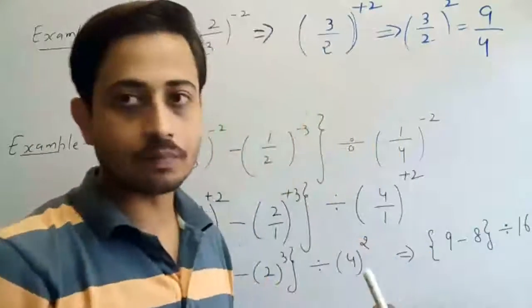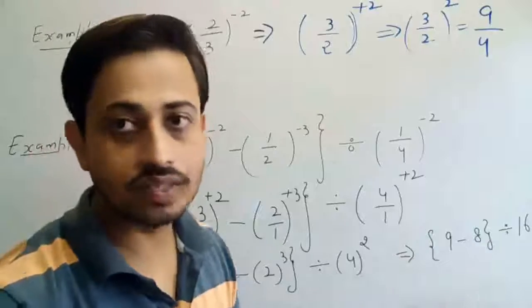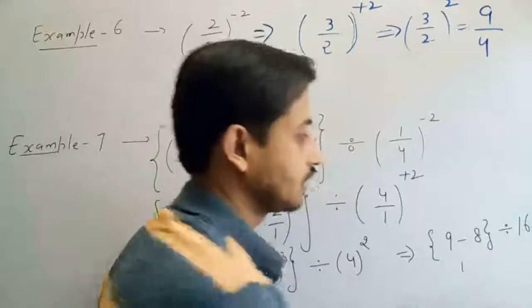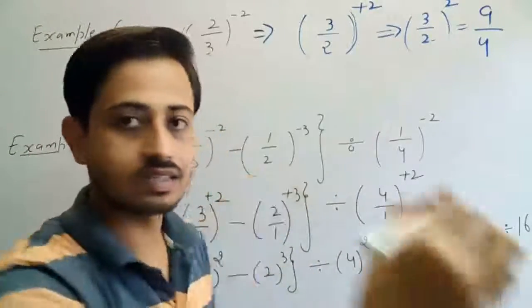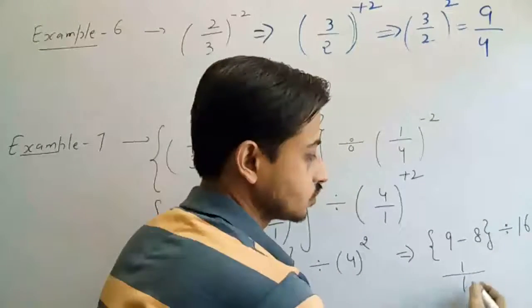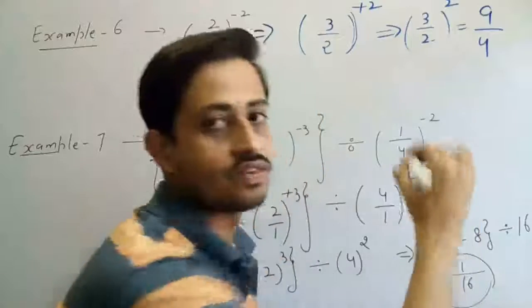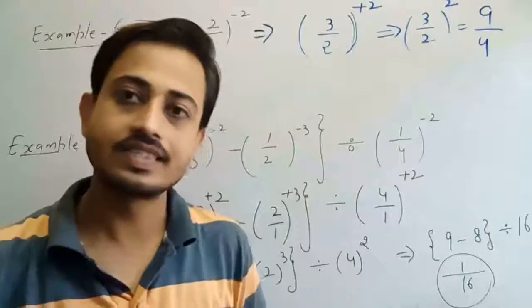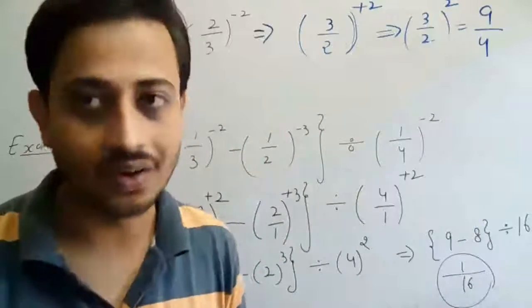Now we have to solve the bracket. 9 minus 8 we get 1. And divide can also be written as 1 by. So 16 is as it is. So the answer is what? 1 by 16. It's very simple. So please make a note.